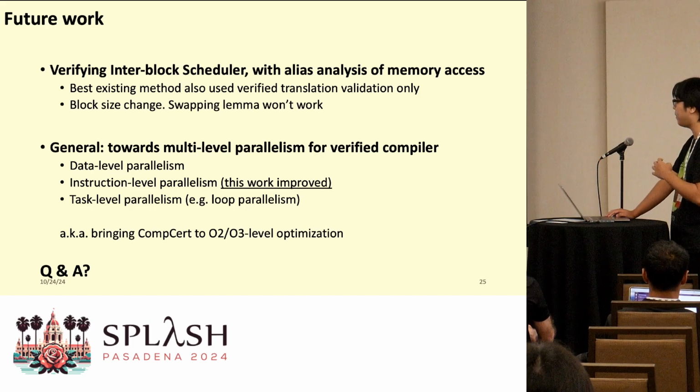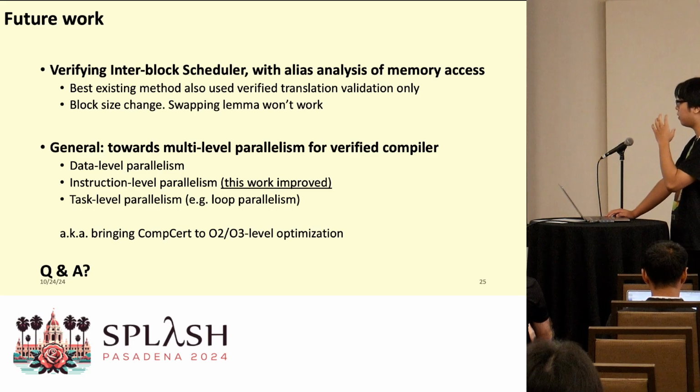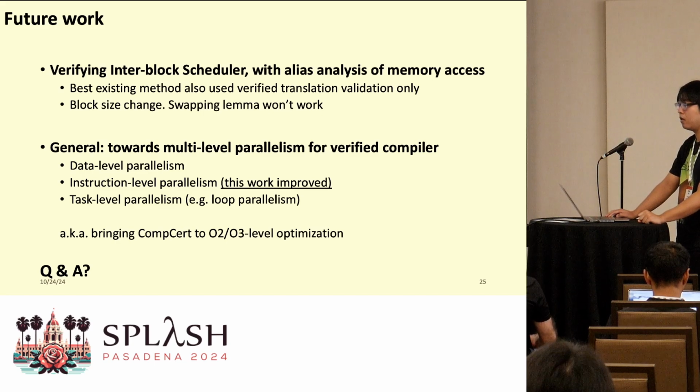This project, I believe, is on the instruction level parallelism. But we may also need to consider data level parallelism or task level parallelism. For task level, we may consider loop parallelism for sequential programs. And if we can explore those areas, we may bring CompCert to O2 and even O3 level optimizations. And that would be all my presentation. Thank you.